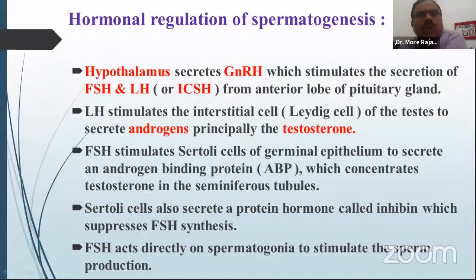Okay, now come to the hormonal regulation of spermatogenesis. As you know, hormones are secreted by the endocrine glands. Such hormones play an important role in the process of sperm formation, that is spermatogenesis. You know that the hypothalamus, the part of the brain, secretes the gonadotropin-releasing hormone.